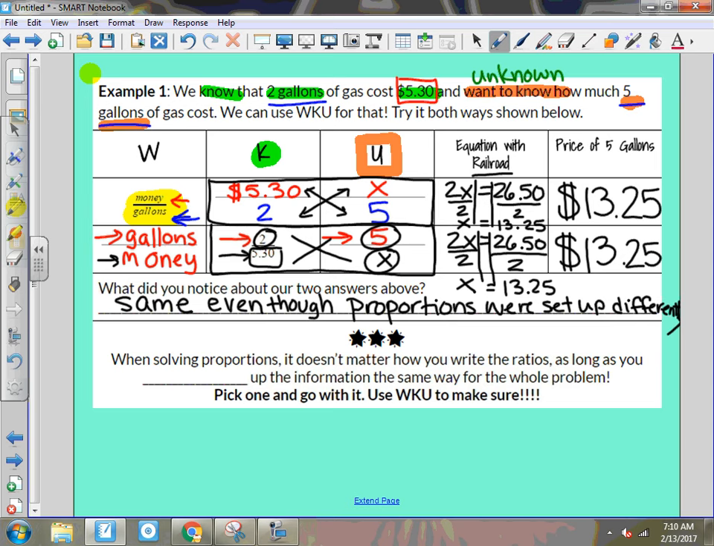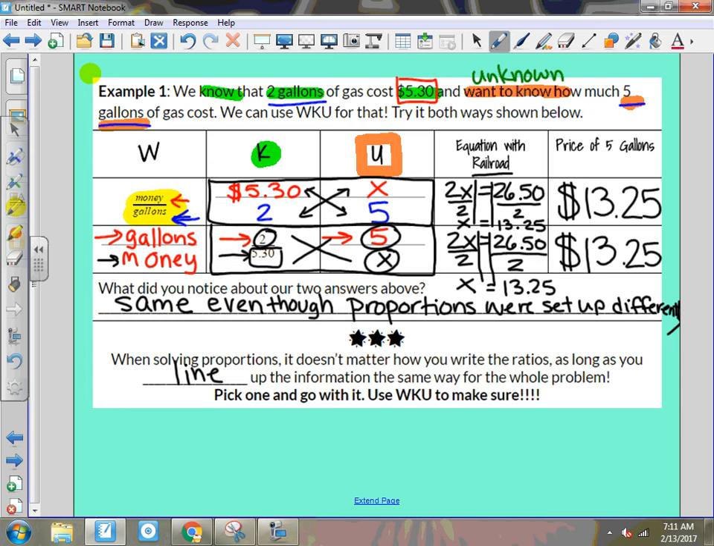Ran out of room there, but make sure that you've got differently there. That's incredibly important. So again, 3 stars. This is a key idea here. When solving proportions, it does not matter how you write those ratios as long as you line up the information the same way for the whole problem.